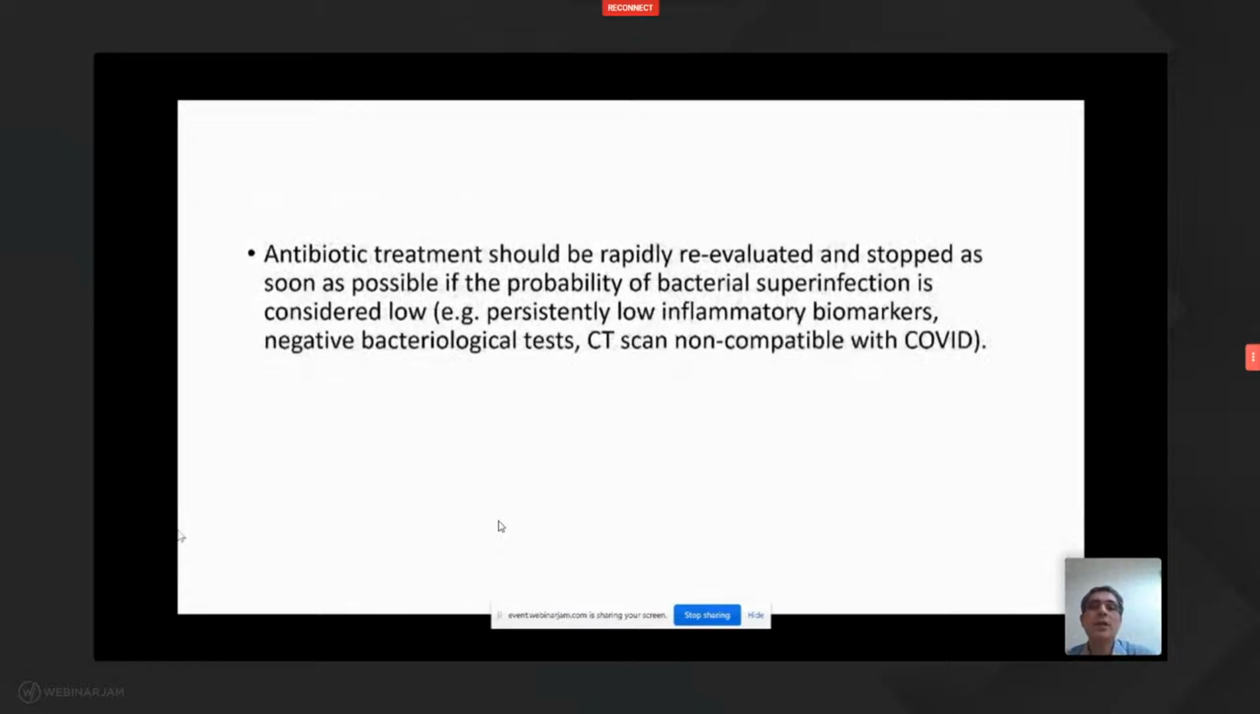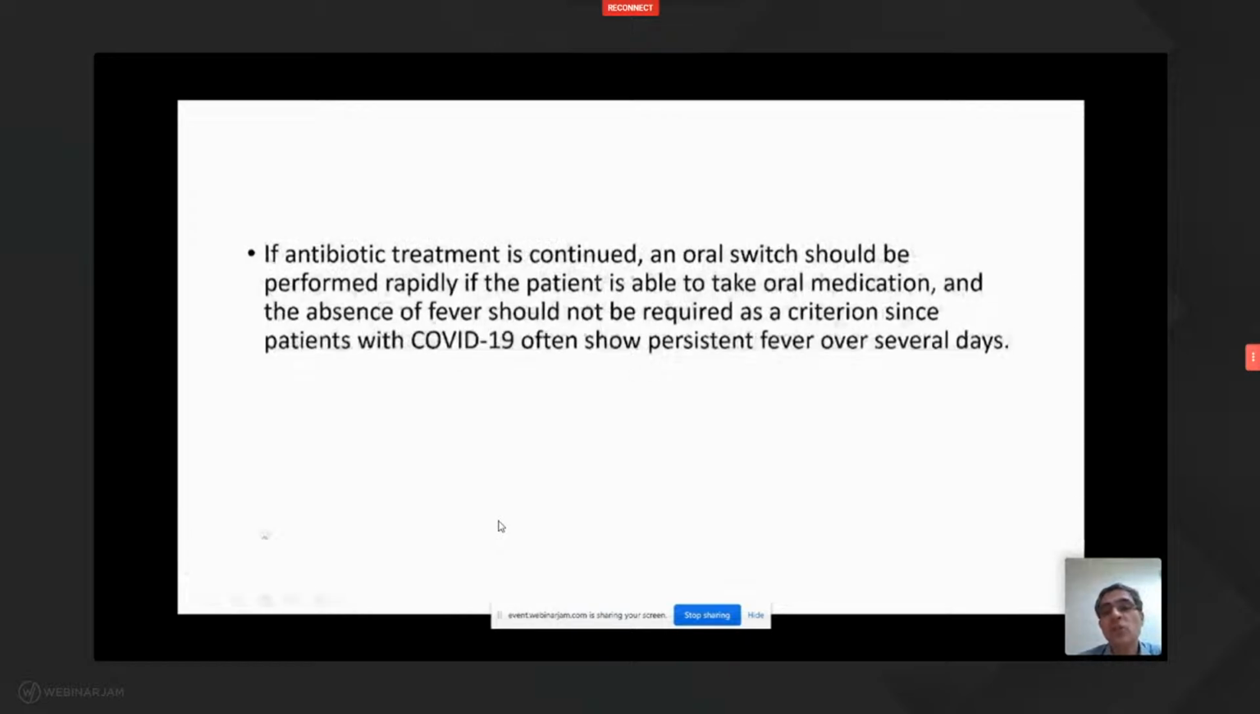Again, once you have started antibiotics, we should be rapidly reevaluating. If in the next 3 days of a severe COVID infection the oxygen requirement is coming down, you should be reevaluating the antibiotics as soon as possible. Especially if the CRP is coming down, procal is normal at admission or at some point, the CT scan is not compatible and the blood cultures are negative, we should be stopping antibiotics on day 3, rather than continuing them for an extended period of time. If antibiotic treatment is to be continued beyond 3 days because the CRP is high and you are not sure, and if the patient's severe disease is stabilizing and not worsening, an oral switch should be performed at day 3, or 72 hours after initiation of therapy.